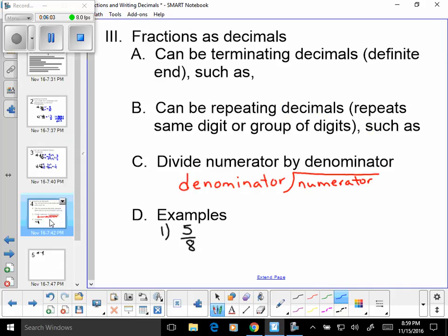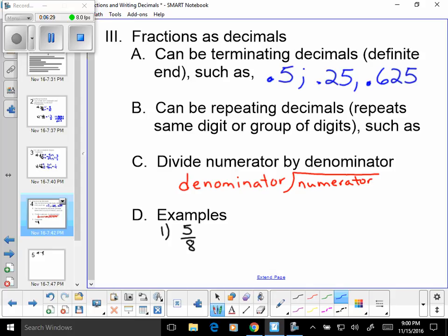How about fractions as decimals? Well, this is the part that most people don't like that much of. Sorry, it's the way it goes. Rational numbers can be terminating decimals. They have a definite end, such as 0.5, 0.25, 0.625, etc. Sometimes they are repeating decimals.